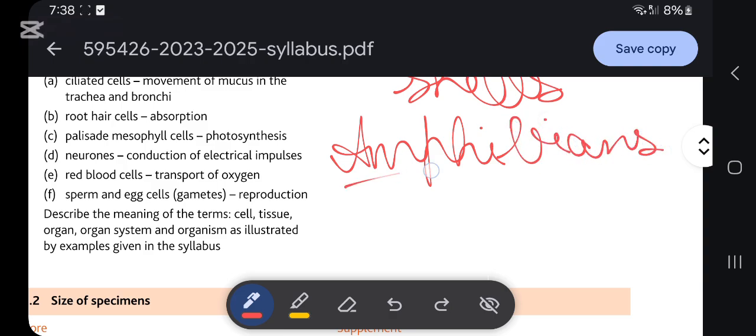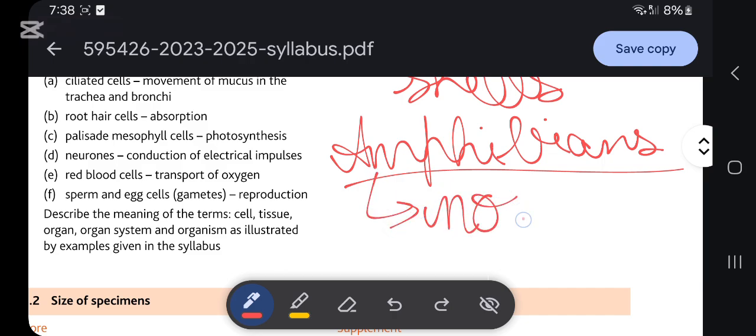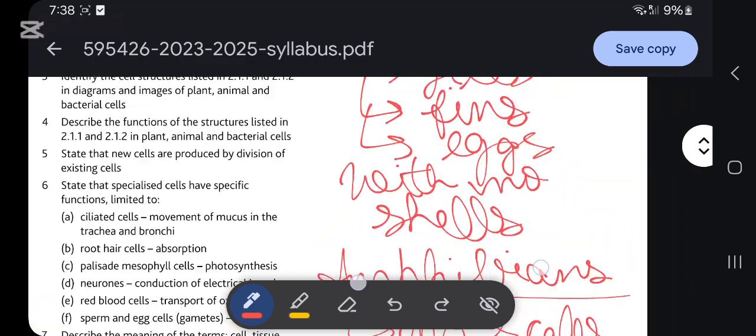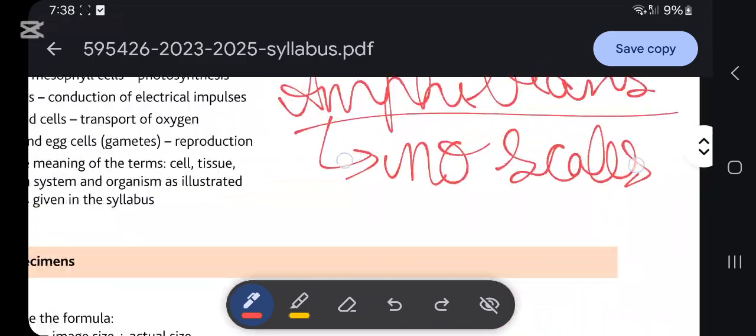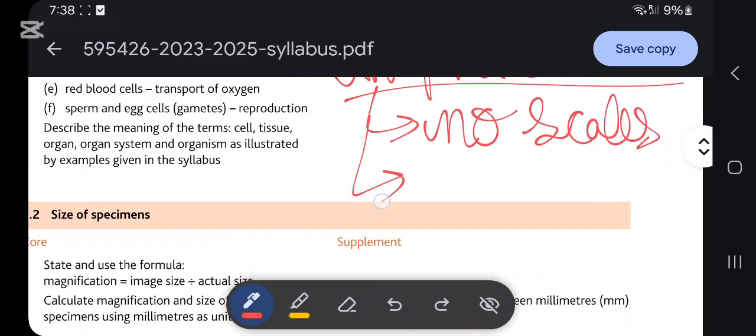Amphibians: the adults live on land and the young live in the water, as larvae. You should be knowing that. Next, they have no scales. Fish have scales, amphibians have no scales. Scaleless skin is very commonly asked in MCQs.